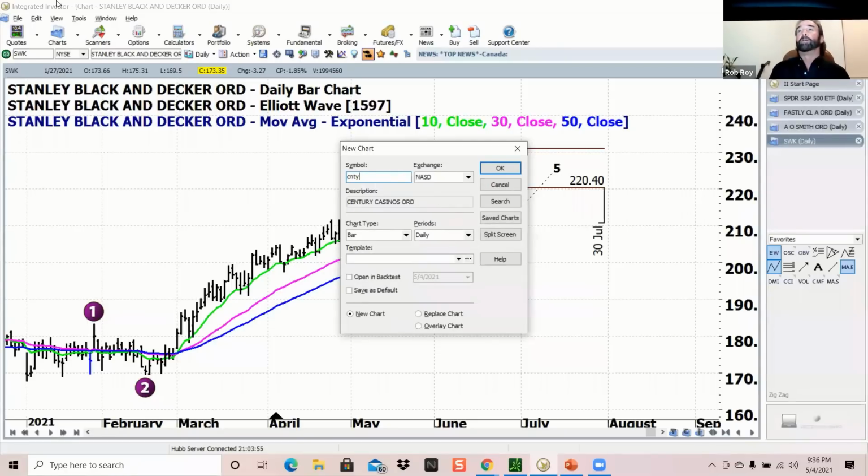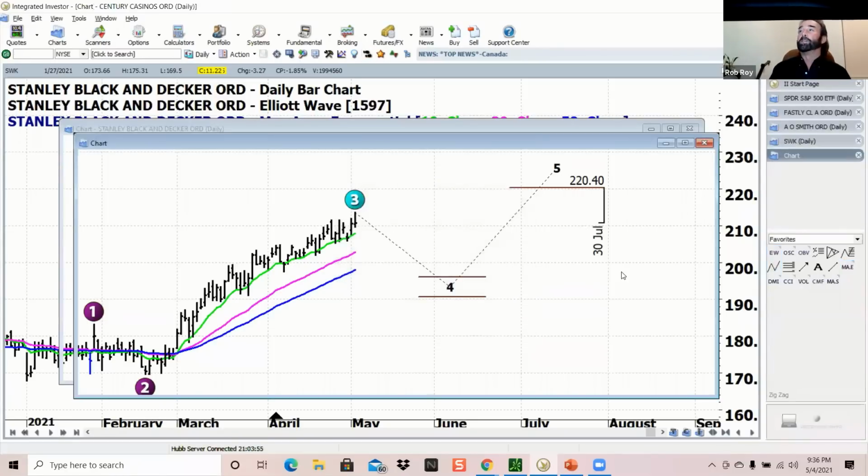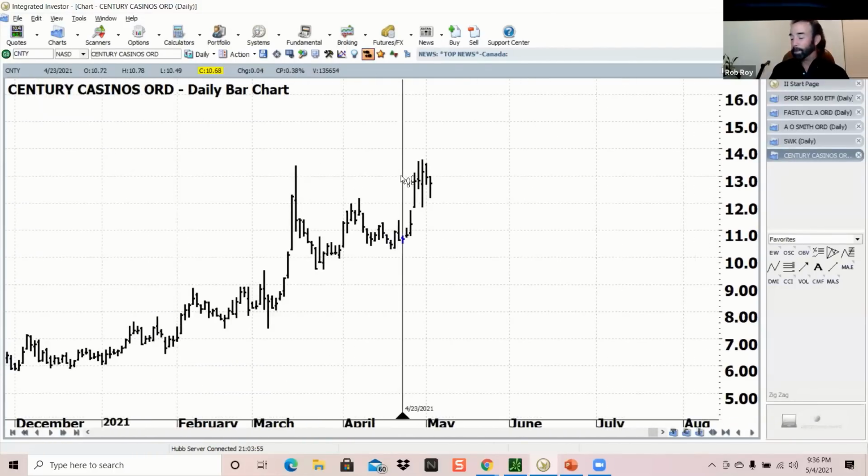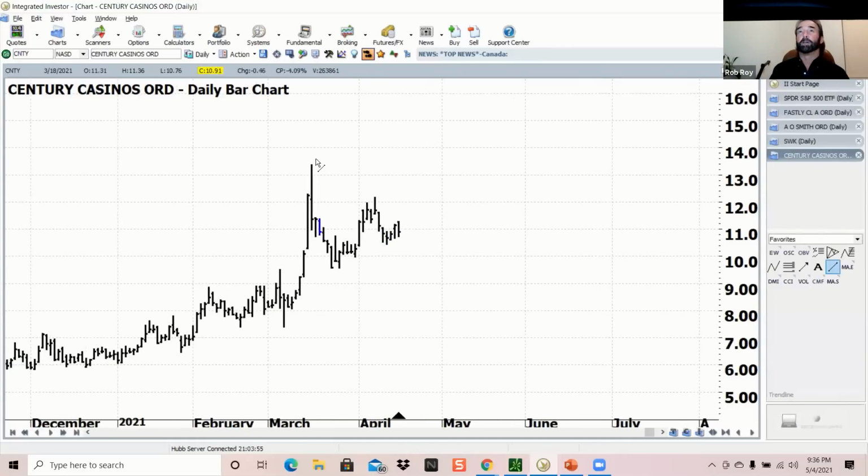CNTY was another one that we had moved into a strangle. Now this one looks to also break to the upside. So we looked at this on the 16th. So here we are. So here was our strangle. And boom, there's the breakout. And so we went from 11 to 13. The mouth of the triangle is from 9. It looks like we have a little more to go here on the breakout.